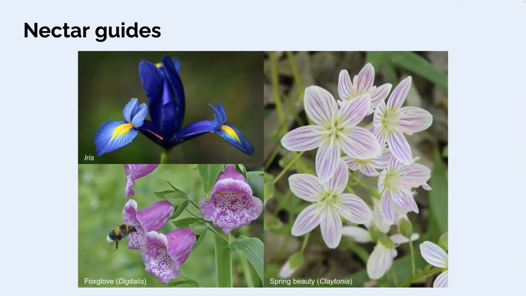So here we've got an iris, it's kind of pinched up here, and the yellow zone kind of tells you, well, there's something more interesting there. Get attracted by the blue and then visit the yellow, and that's going to lead to where the reward is. Foxglove here, kind of an interesting dappled pattern, but highlighting the inside of this flower as opposed to the outside.